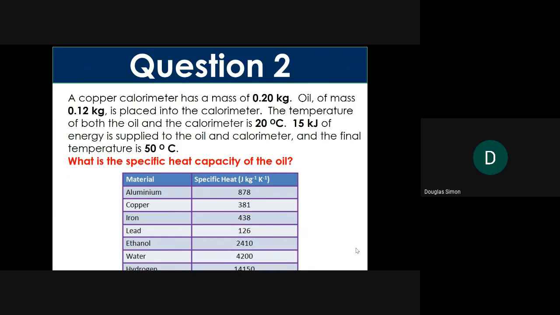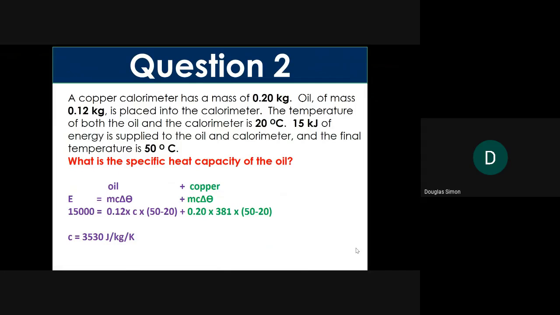Okay, let's look at the answer. So here we have two things. We have oil and copper. So you can see that any energy we put in needs to heat the oil and the copper up. They of course have different masses and different heat capacities, so we have to treat them separately. The temperature change is the same in each case, and the energy supplied is the same, obviously, because it goes into both of them. So now we're just trying to solve this for one unknown, which is the heat capacity, and you should get this value down here.